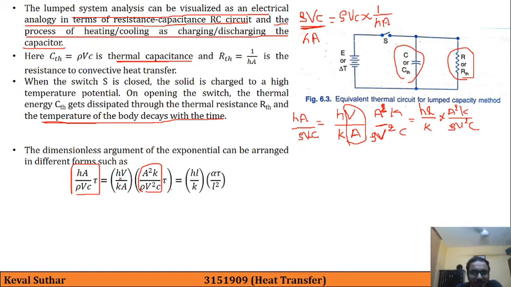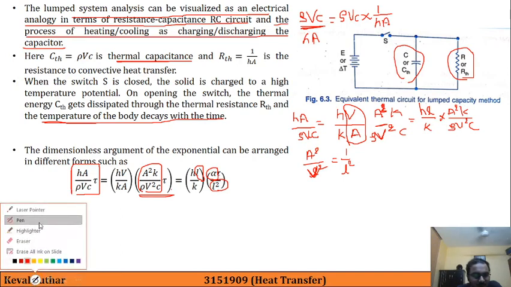So V by A is replaced with L here, and here instead of V square by A square, which is present in this term, here it is A square upon V square, so instead of that we can write 1 divided by L square, that is over here, and instead of K by rho C we have put alpha, which is thermal diffusivity. So it may look slightly complicated at this moment.